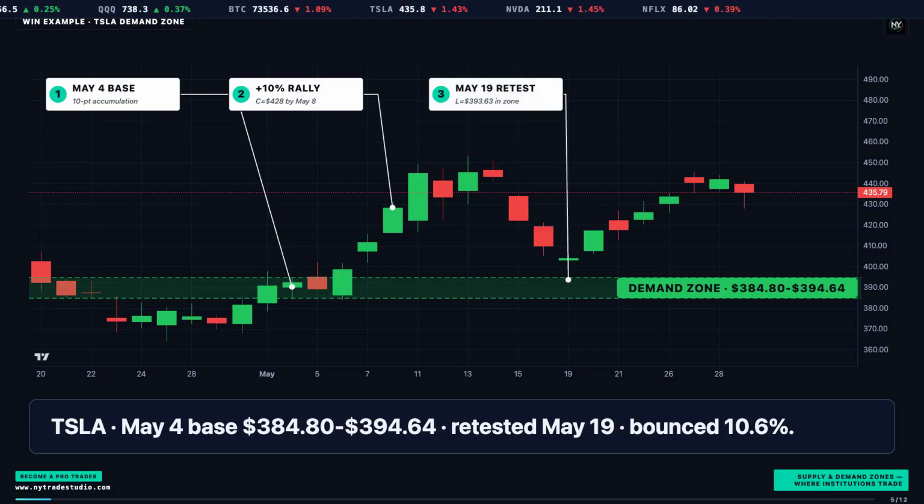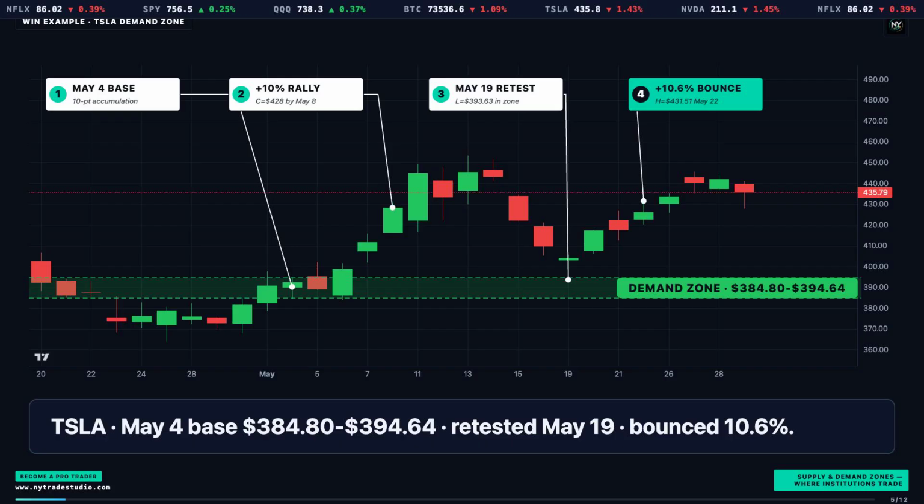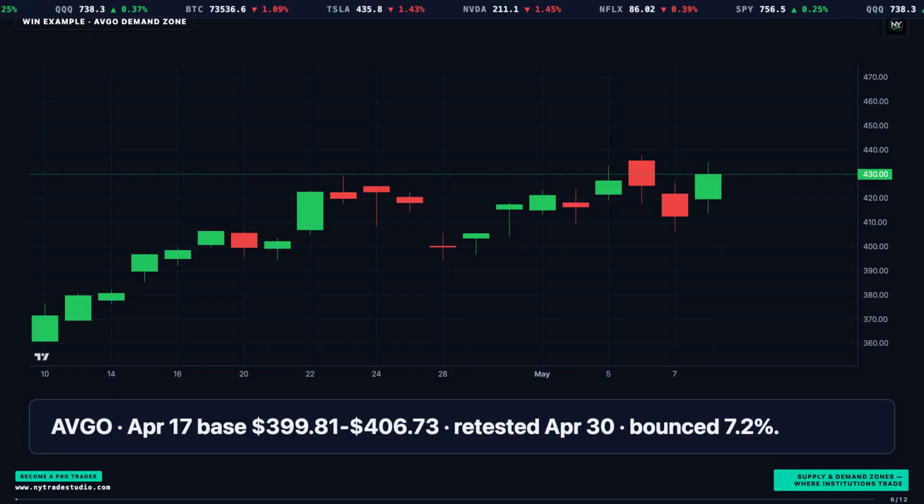On May 19th, Tesla pulled back and printed a low of $393.63, touching the upper edge of the May 4th base. The same buyers stepped right back in. By May 22nd, Tesla hit a high of $431.51. That's plus 10.6% in just 3 trading days. The trade was simple. Anticipate the retest near $394. Place your stop just below the zone at $383. $11 of risk against $37 of reward. A clean 3-to-1 trade. Here's our second example.